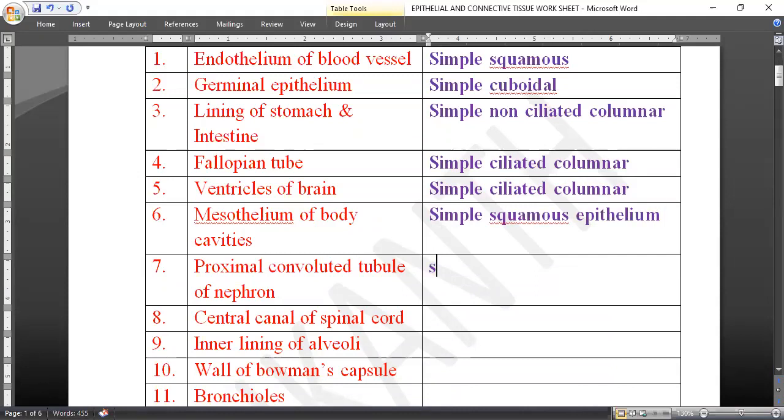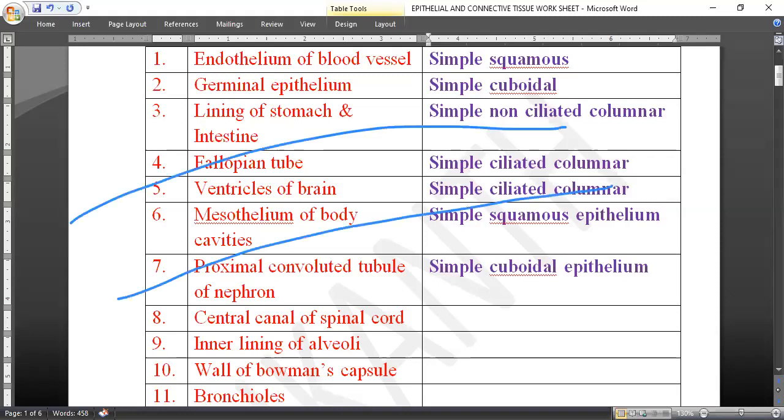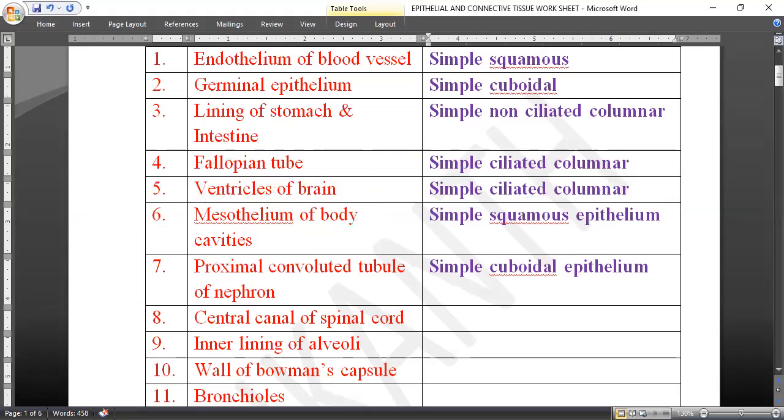Proximal convoluted tubule of nephron: simple cuboidal epithelium. Is there any speciality? It has a brush border. The simple cuboidal epithelial cells of the proximal convoluted tubules have microvilli here, to absorb more water. Don't be confused with stomach and intestine. There also microvilli are present, but they absorb food material in the intestine. Here they absorb water.